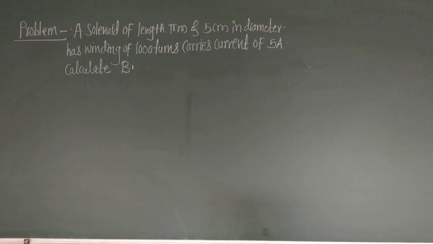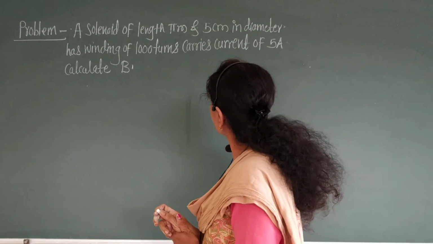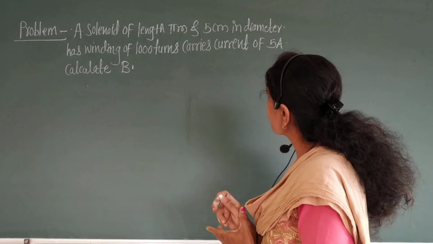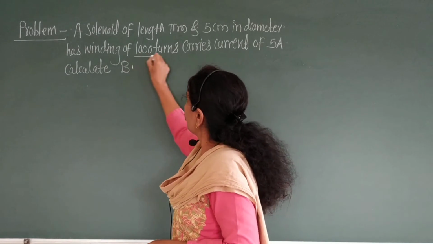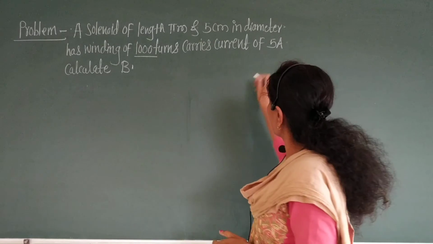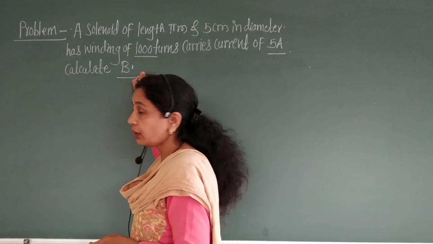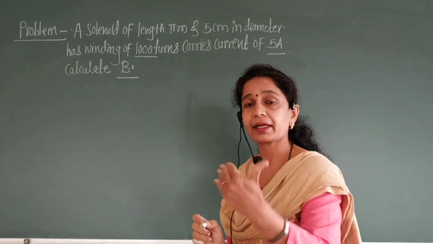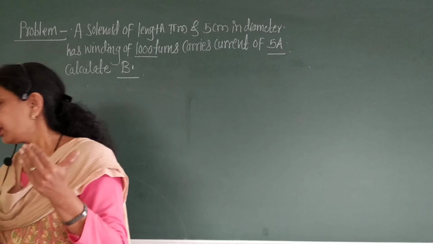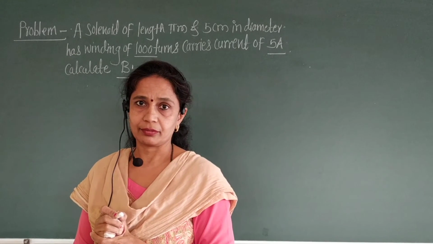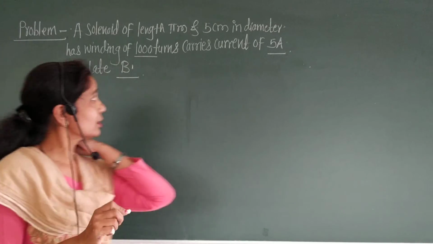Problem: a solenoid of length pi meter and 5 centimeter in diameter has a winding of 1000 turns and carries a current of 5 ampere. Calculate the value of B, meaning the magnetic field, at the center along the axis of the solenoid. Okay, here the object is a solenoid.